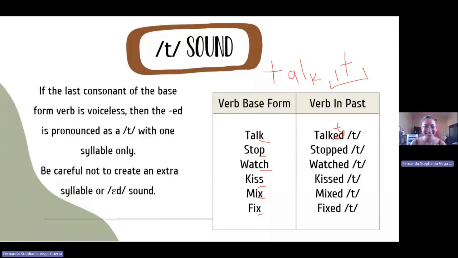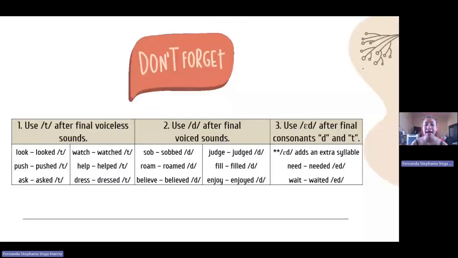We have three important rules for you to remember these specific sounds. For voiceless sounds, which means we don't use our vocal cords, we have looked, pushed, asked, helped, right? If we have voiced sounds, we have filled, enjoyed, roamed, believed, all right? And if the verb ends either with a D or with a T, then we have to add the whole syllable: needed, waited, all right?